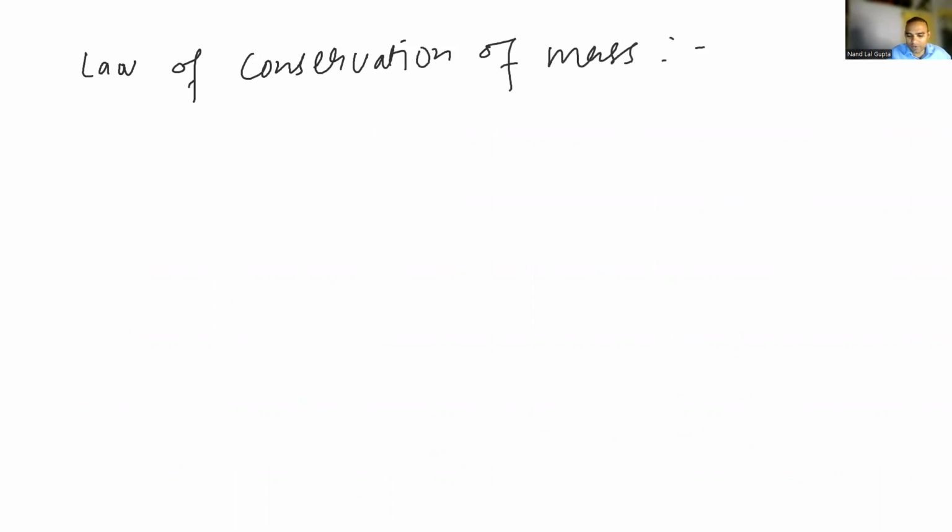You must be knowing this law. Do you know what is law of conservation of mass? Yes, sir, I know. Can you tell me? The same mass will retain no matter the shape or matter or form. Okay, thank you very much.